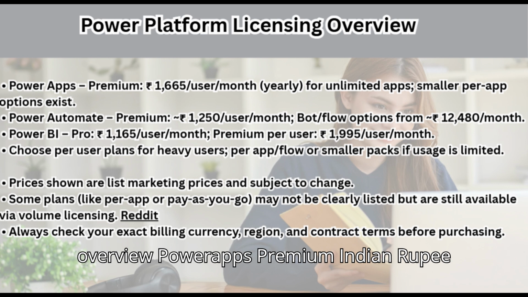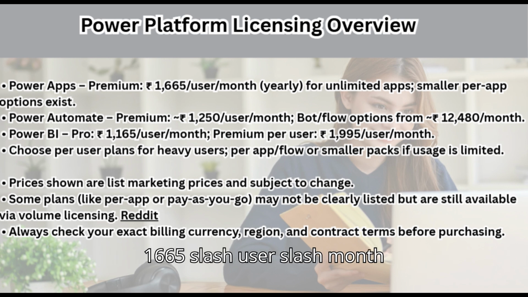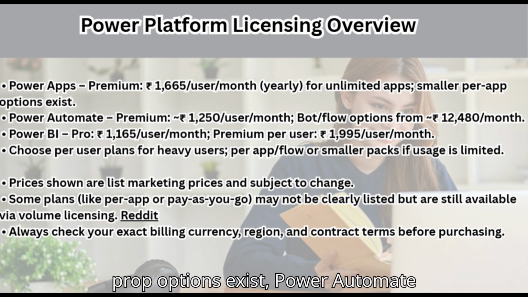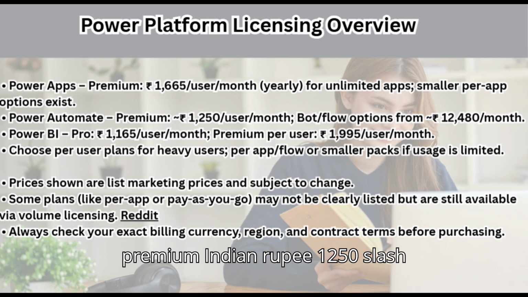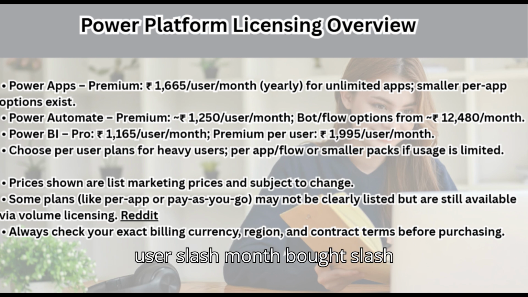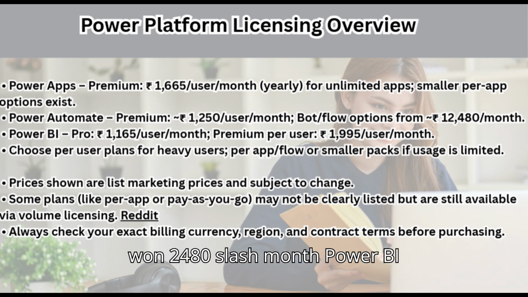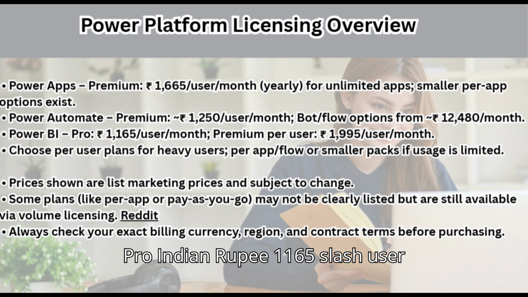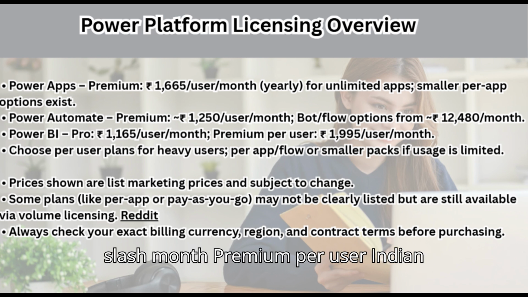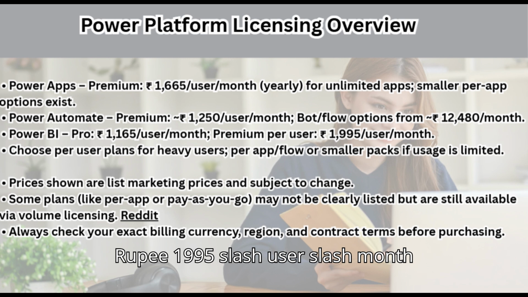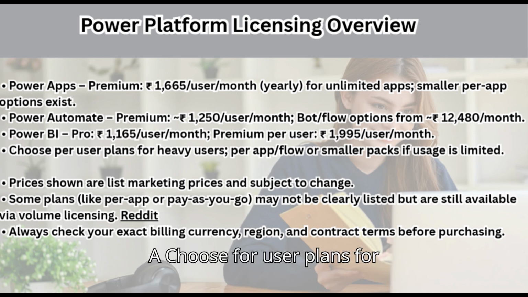Power Apps Premium. Indian Rupee 1,665/user/month. Yearly for unlimited apps. Smaller per app options exist. Power Automate Premium. Indian Rupee 1250/user/month. Bot/flow options from Indian Rupee 12480/month. Power BI Pro. Indian Rupee 1165/user/month. Premium per user. Indian Rupee 1995/user/month. Choose per user plans for heavy users, per app/flow or smaller packs if usage is limited.